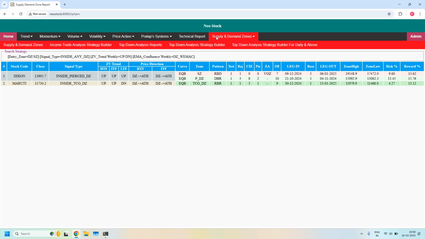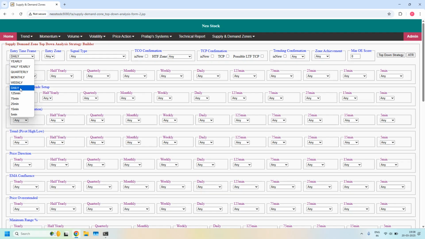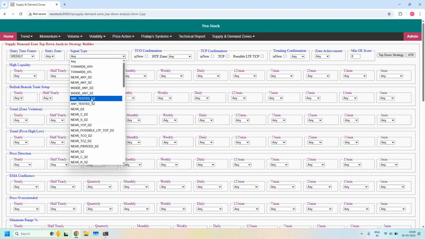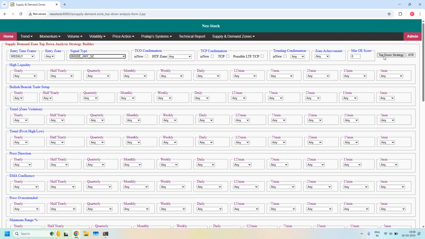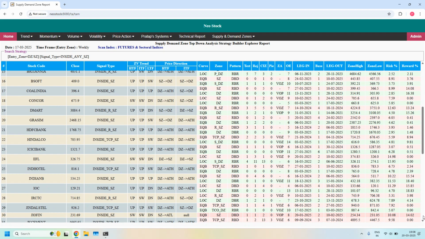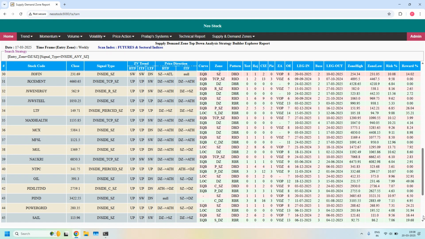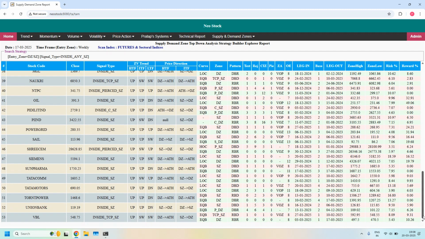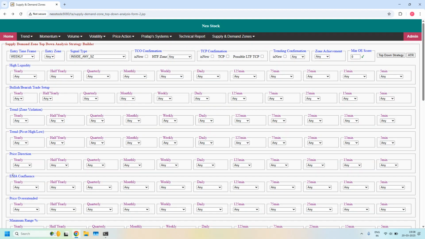Okay. Next, weekly time frame. Price closed inside the weekly supply zone. First 15 stocks in the list. This is a big list. Scrolling the list down. So total 53 stocks. We can further filter this list based on weekly supply zone having weekly EMA confluence.